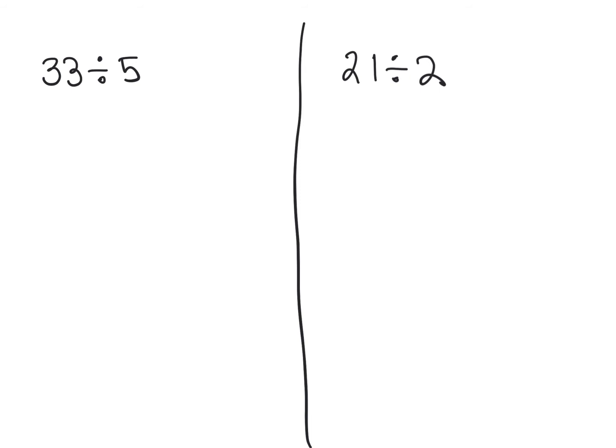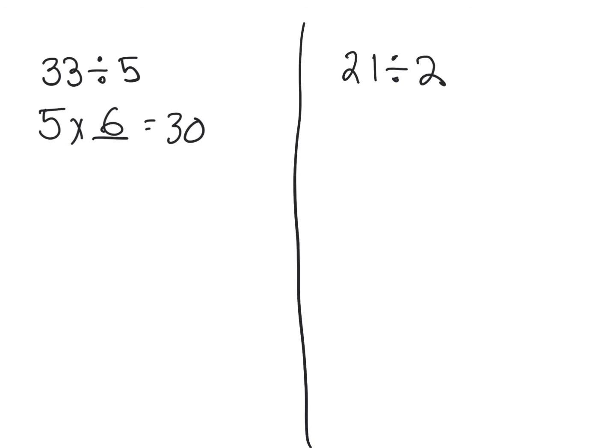So for 33 divided by 5, we are going to try and think of a 5 multiplication fact that gets us close to 33. So we're thinking about 5 times blank being about 33. Now, no 5 fact is going to get us exactly 33. We know that. So what 5 fact gets us close to 33? Well, I bet 5 times 6 does. So let's erase this and say 5 times 6 equals 30.